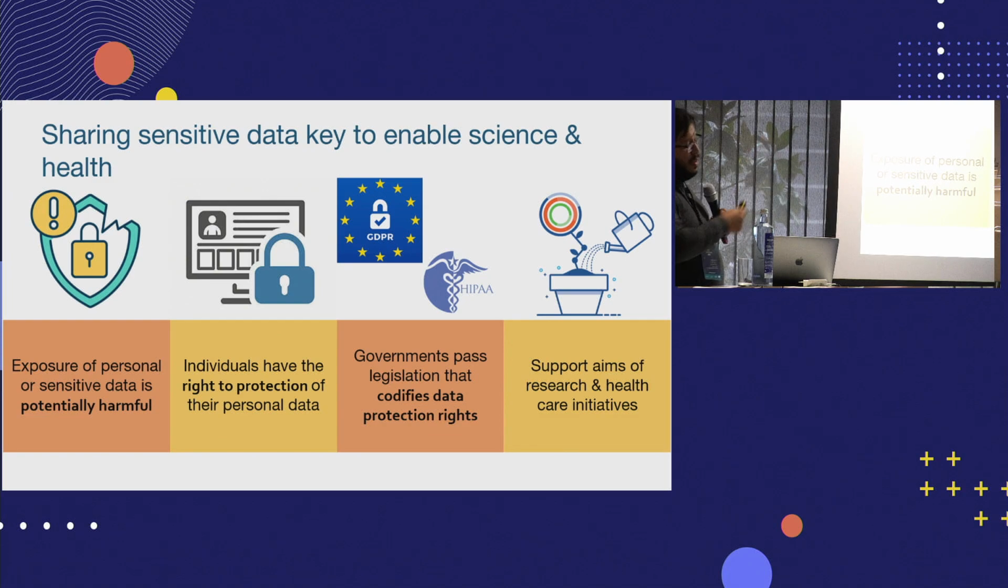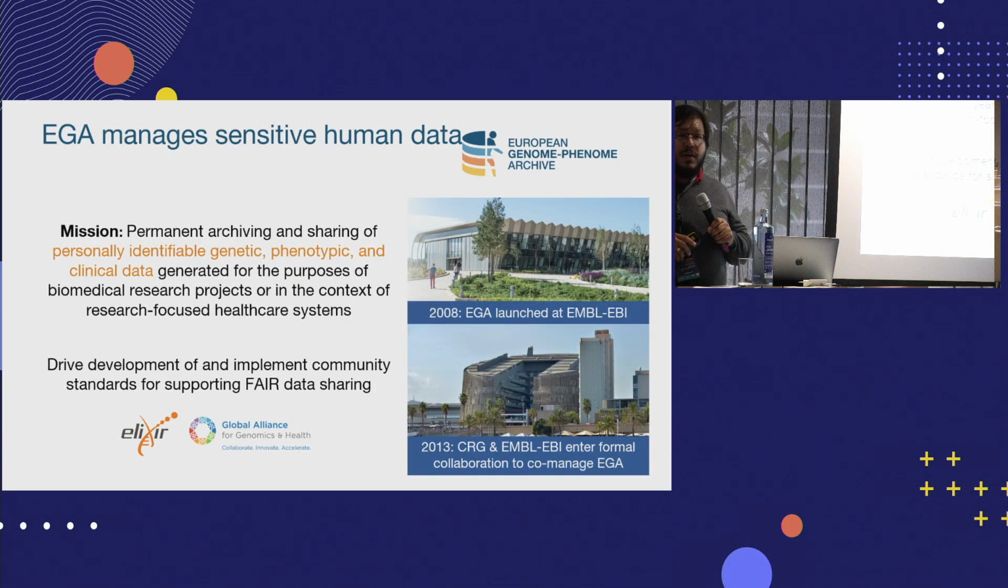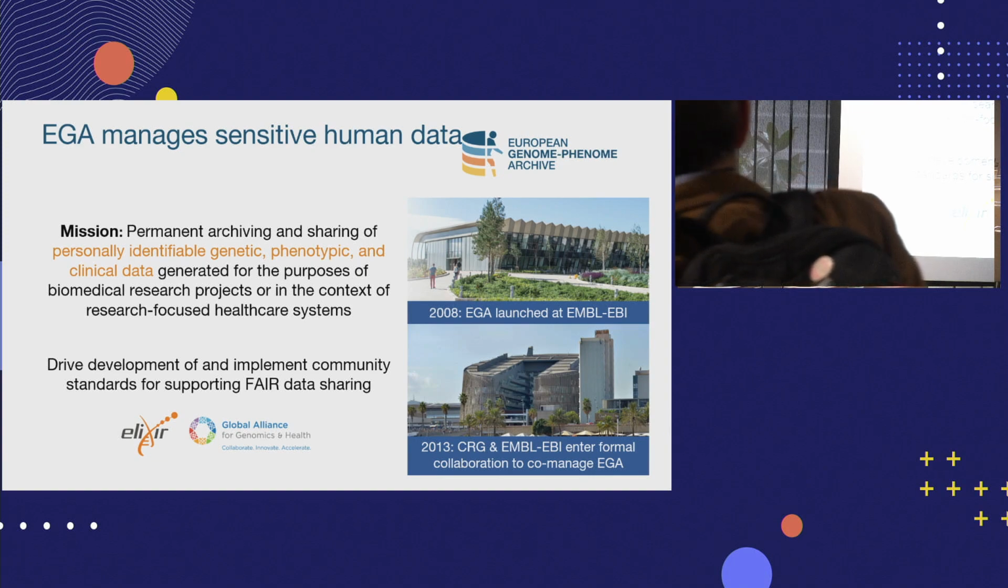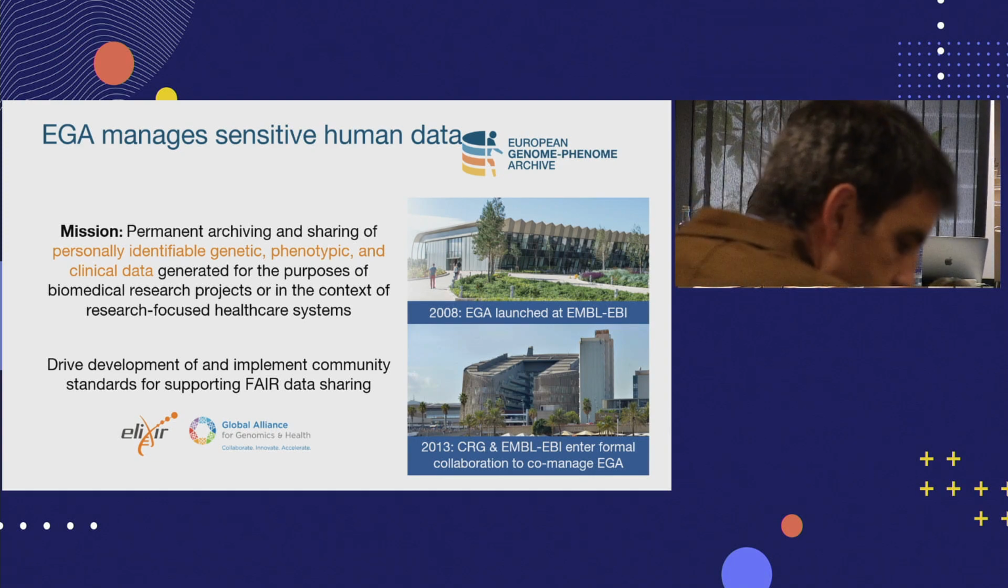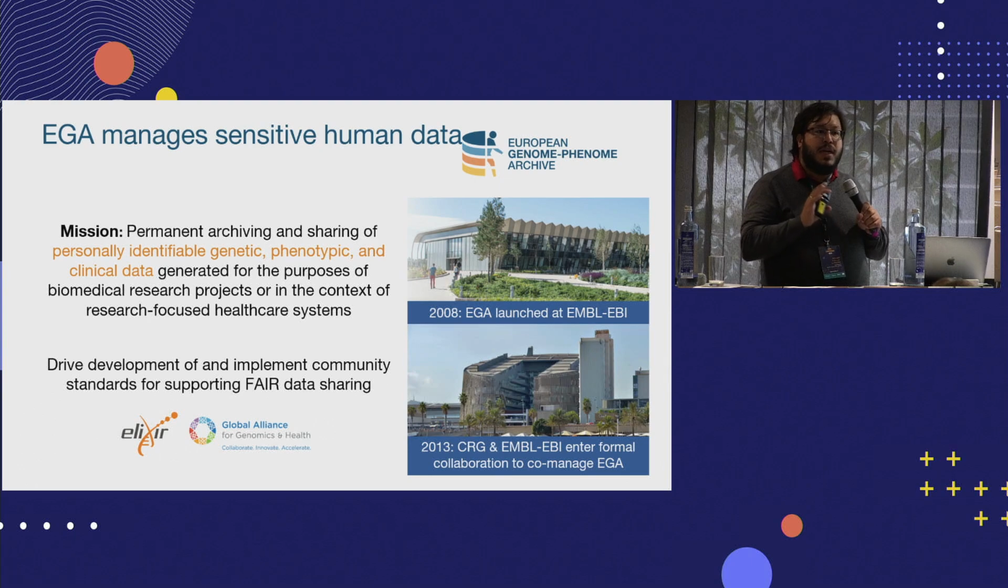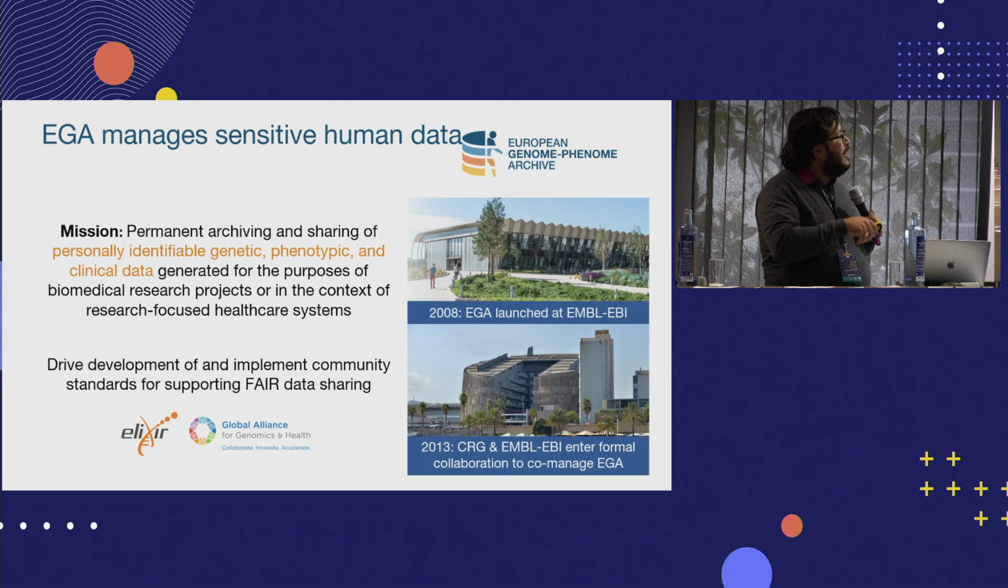Taking all these aspects into consideration, the European Genome-Phenome Archive was created in 2008 at the EBI in Cambridge, and the mission is very simple: permanent archiving and sharing of personally identifiable genetic, phenotypic, and clinical data. As simple and as complicated as that. Then in 2013, the collaboration was expanded, and the CRG in Barcelona joined the EBI to co-manage what we nowadays call central EGA, and they have since been driving its development.